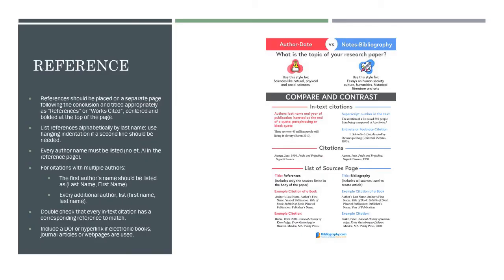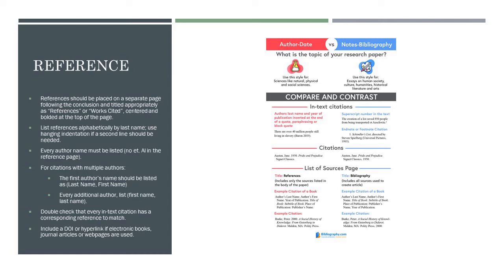References. So references, or at least a reference page, is an expected component of your academic writing and should be placed on a separate page following the conclusion of your body of writing. It should be titled appropriately as references or works cited, centered and bolded at the top of the page. List your references alphabetically by last name, and then use hanging indentation if a second line should be needed. You will come to understand what these look like in the examples in the next few pages.